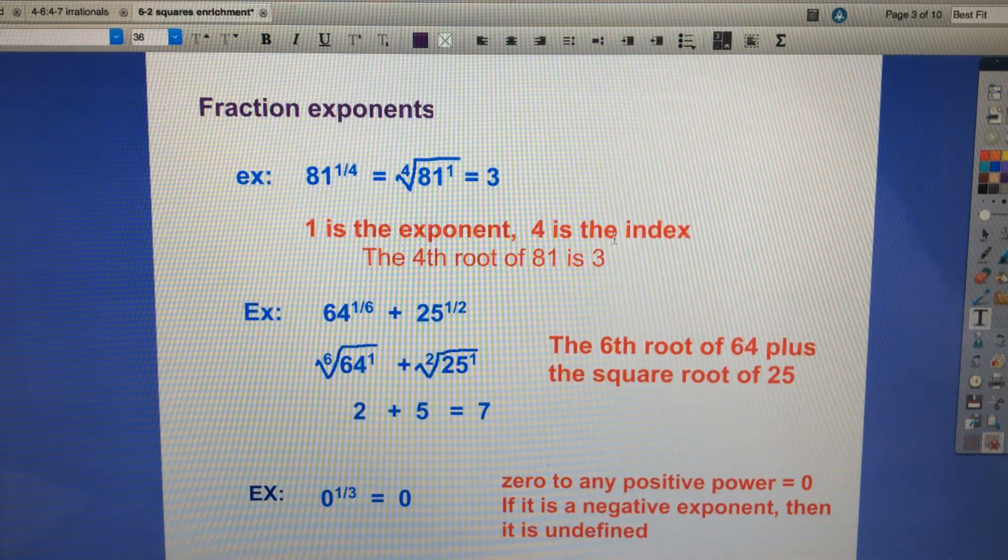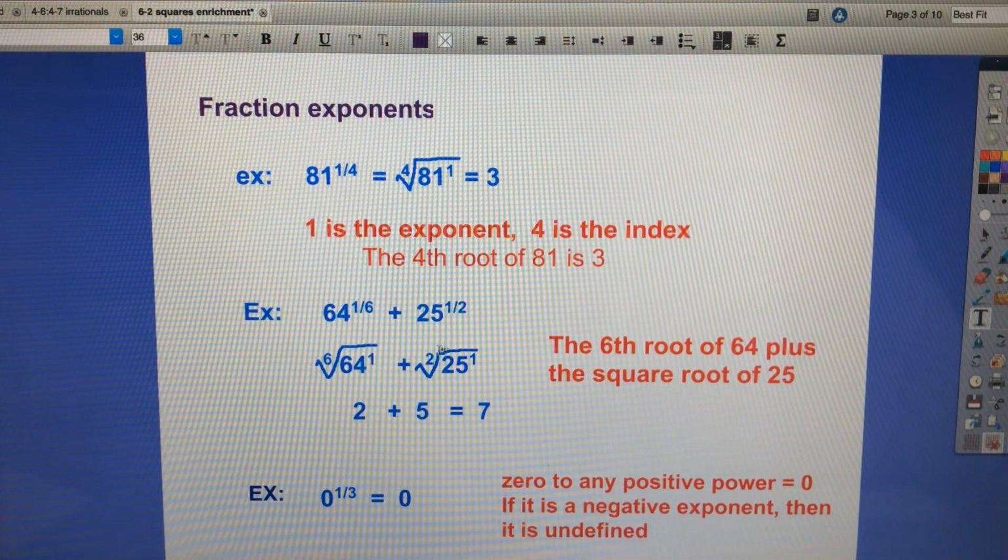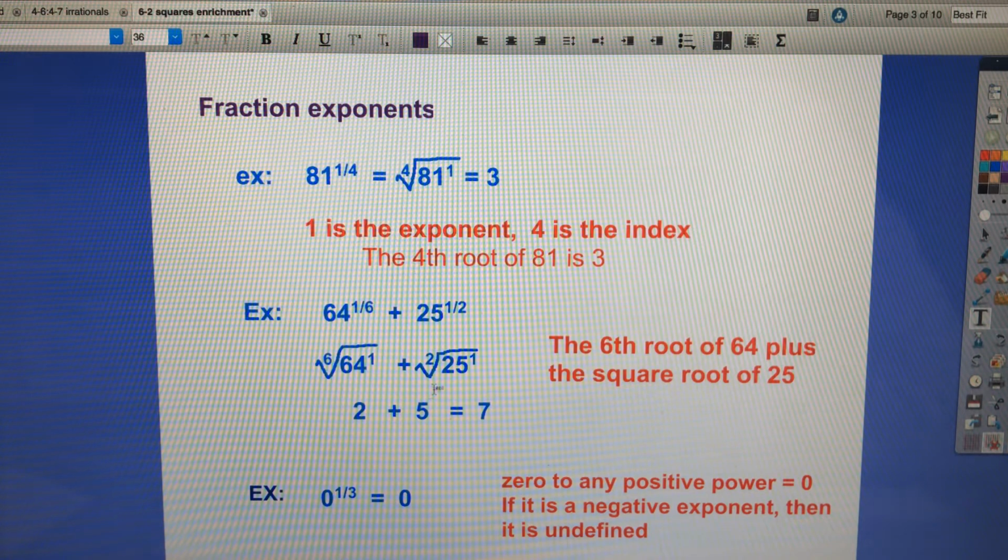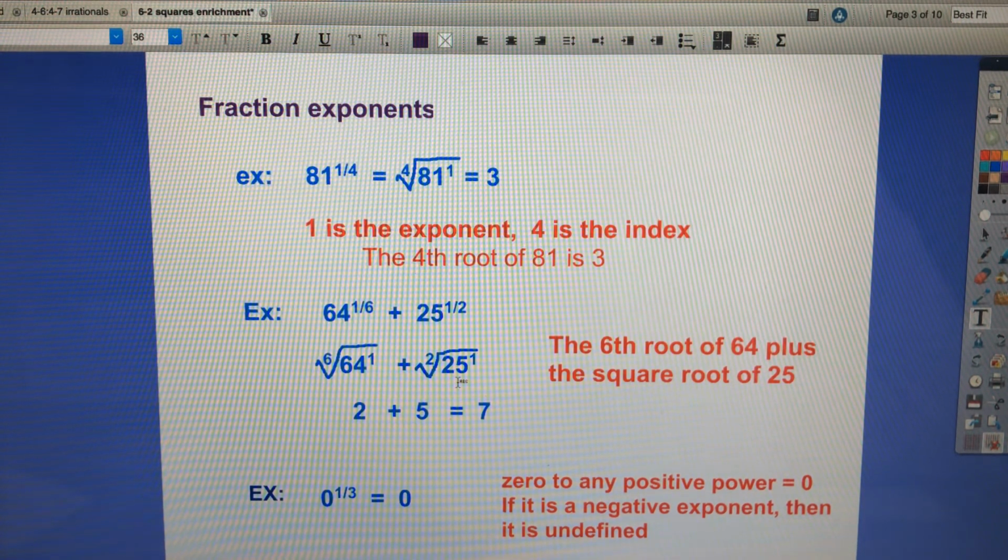81 to the 1/4 power, 81 to the power of 1, 4th root. 1 is the exponent, 4 is the index. The 4th root of 81 is 3. 64 to the 1/6 power. That is the 6th root of 64. Plus 25 to the 1/2 power, 2nd root of 25. 2 plus 5 equals 7.